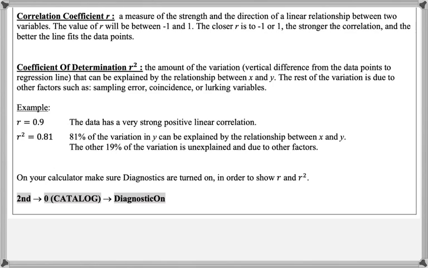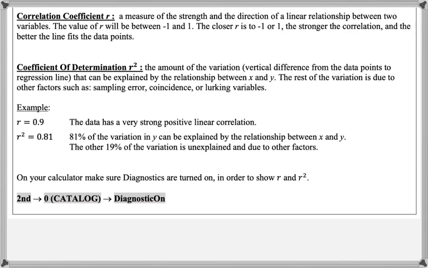So for example, if r equals 0.9, then r squared equals 0.81. And if we interpret r equal to 0.9, this means that the data has a very strong positive linear correlation. If we interpret r squared equal to 0.81, this means 81% of the variation in y can be explained by the relationship between x and y. The other 19% of the variation is unexplained and due to other factors.